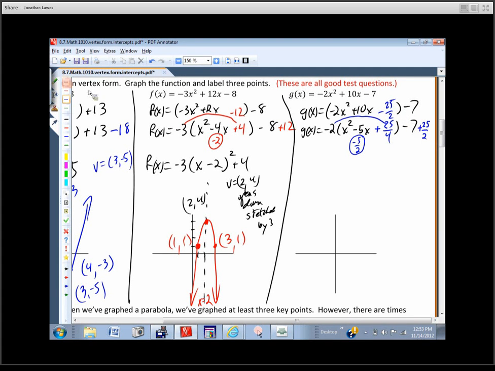I'm now to the point where I can write this in vertex form, but I do have a little bit of arithmetic to take care of. I've got a perfect square with that negative 2 sitting out front of x and negative 5 halves. That's why we write that down. Then I'm going to add 25 halves to negative 7. So I need to make this in halves. So that's negative 14 halves plus 25 halves. So what do I have here? 11 halves. Ugly, but that's what it is. So where is the vertex?